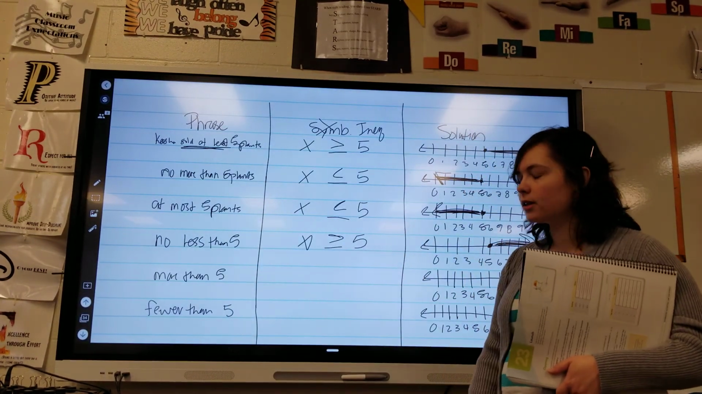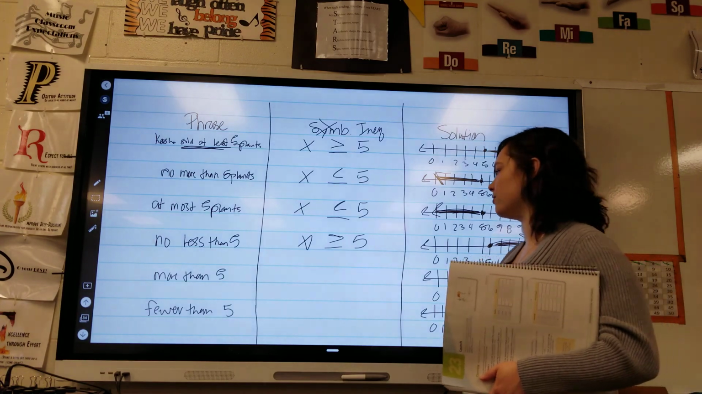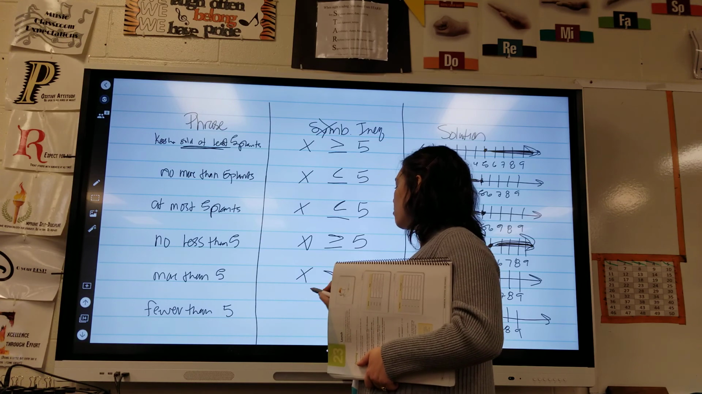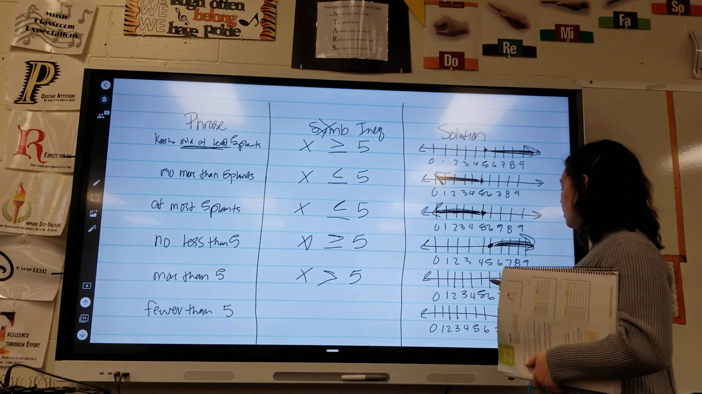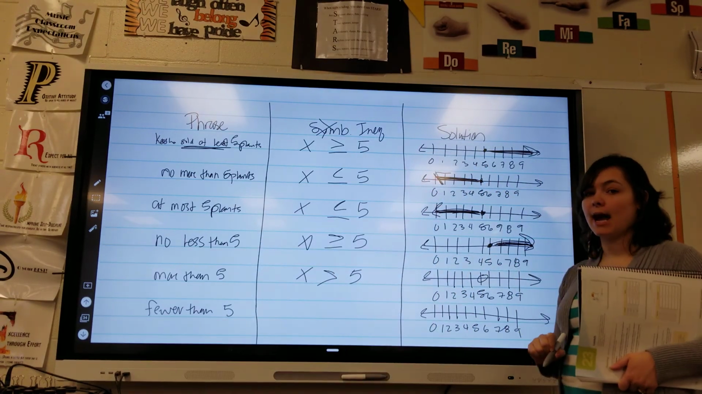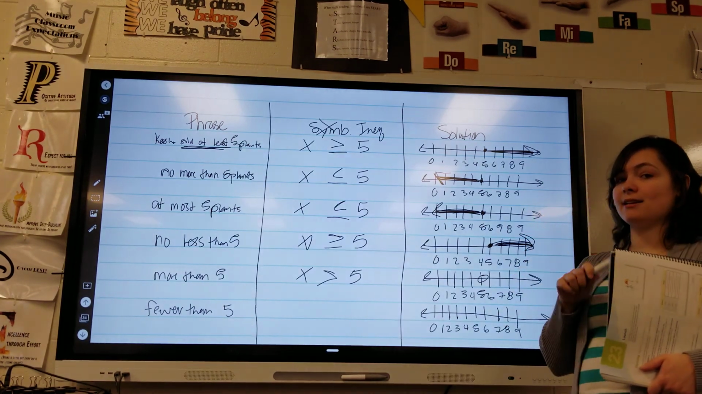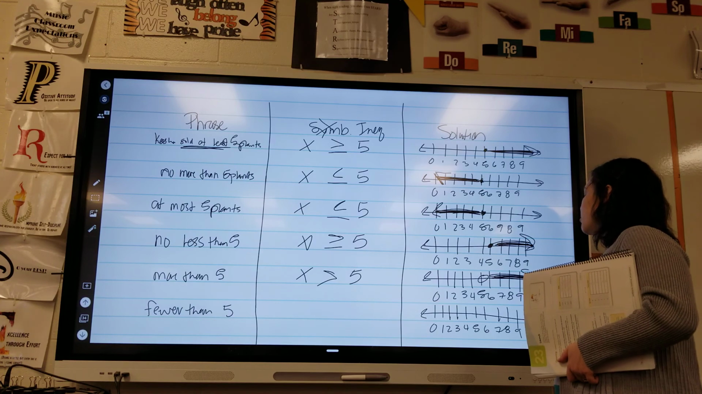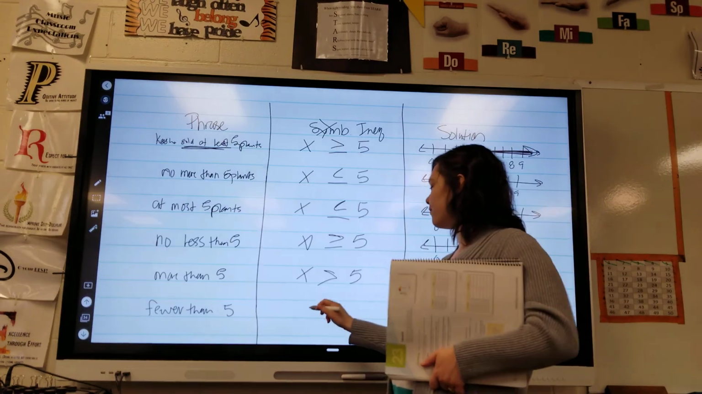What if she sold, this one's easy, more than 5? She didn't sell 5. She sold more than, greater than 5. So we're going to put a circle, not a dot, a circle, because it cannot equal 5. It can equal greater than 5. And put an arrow.